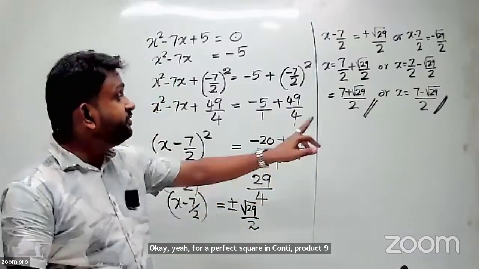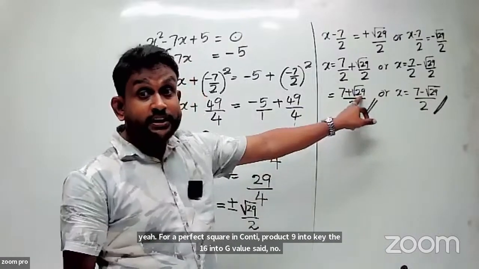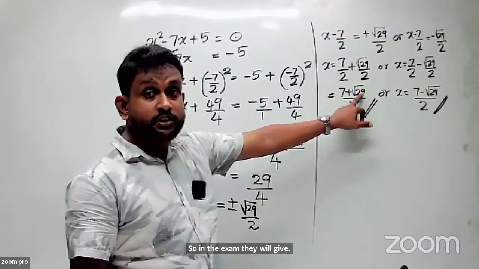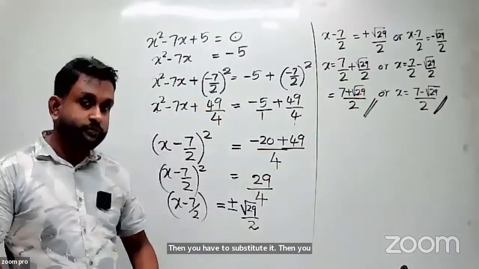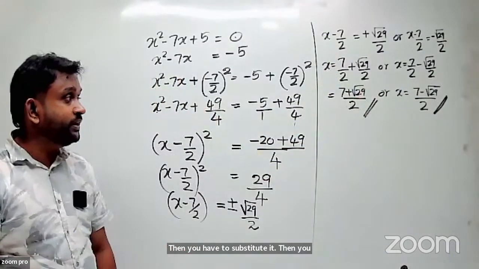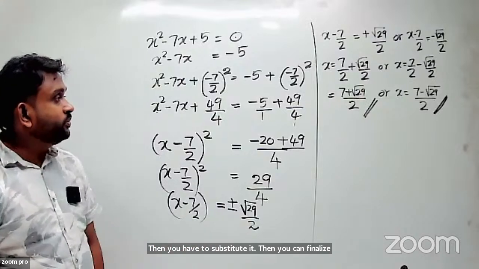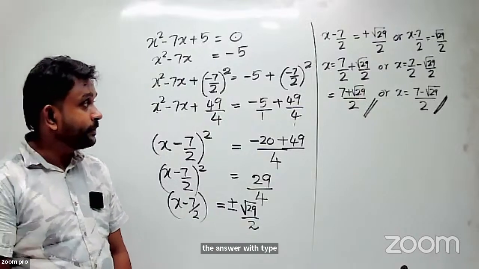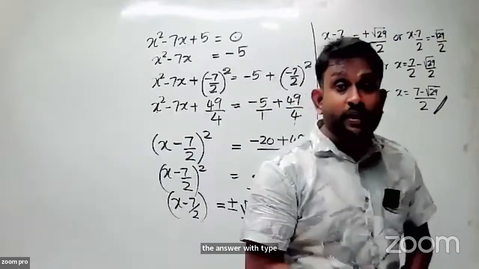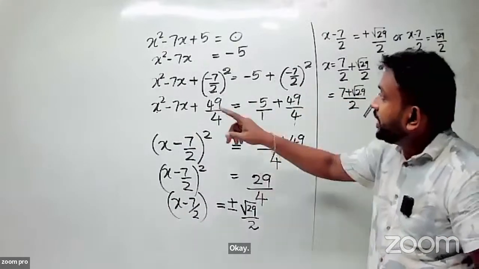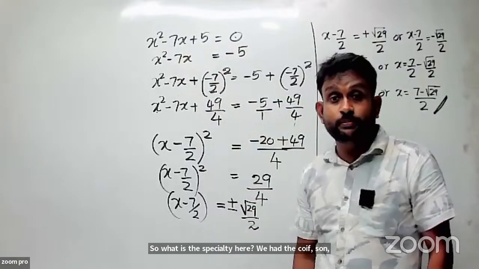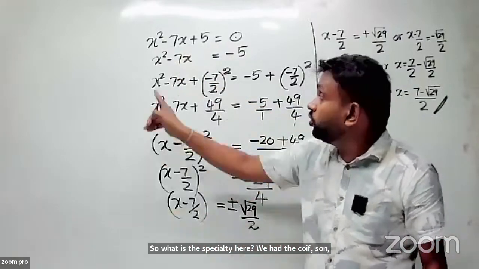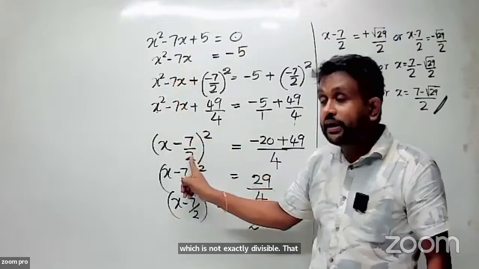So in the exam they will give root 29 a value, then you have to substitute it and you can finalize the answer as a decimal. So we will do such type of questions when the root value is given, but at the moment write it down. Okay, so what is the specialty here? We had an x coefficient which is not exactly divisible, that is in fractional form, 7 upon 2, right?